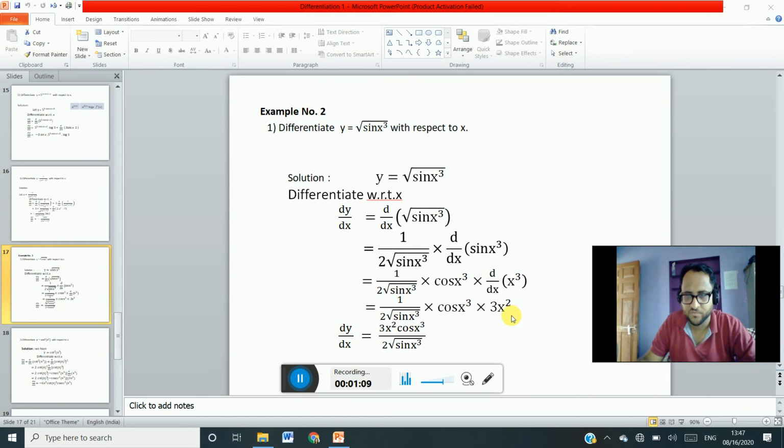So finally what we get? See, 3x square into cos x cube divided by 2 into root sin x cube. This is the final answer of the derivative of root sin x cube.